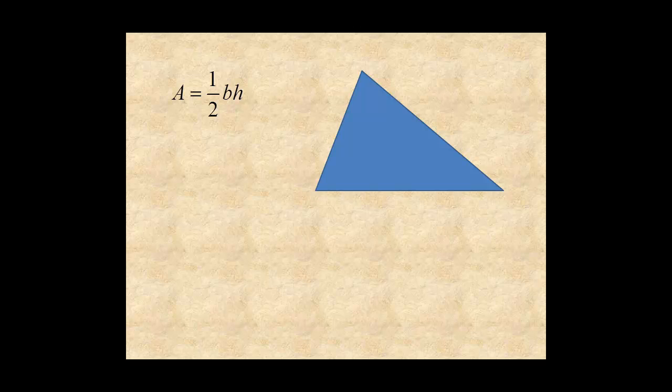Formulas are special types of literal equations. Here's the formula for the area of a triangle: 1/2 base times height.